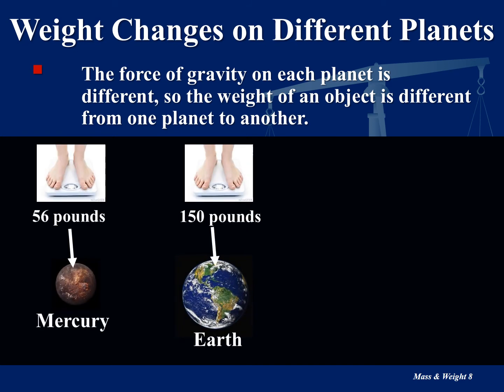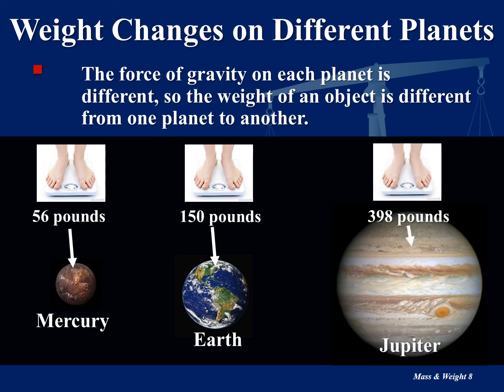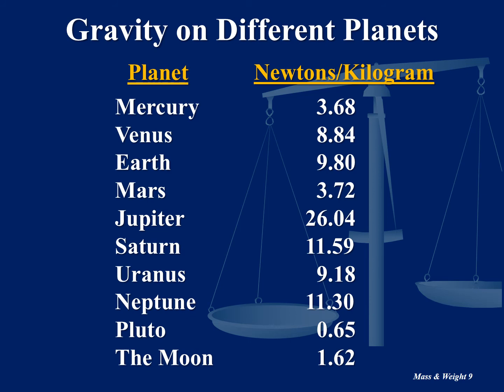If your weight on Earth is 150 pounds, your weight on the planet Mercury will be just 56 pounds. This is because Mercury has only about 1/3 of Earth's force of gravity. However, on Jupiter, which has a force of gravity about 2.5 times that of Earth, your weight would be an astounding 398 pounds. This table shows the force of gravity in newtons per kilogram, for 10 major bodies in our solar system.